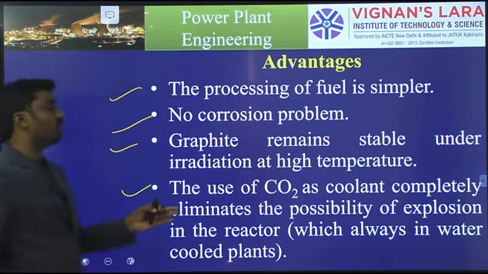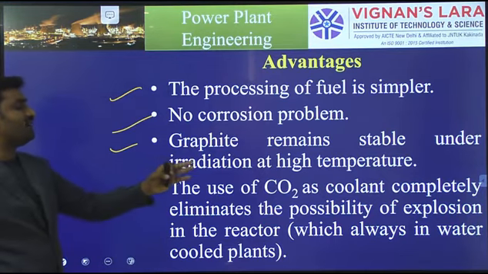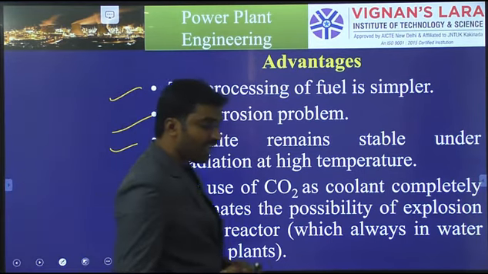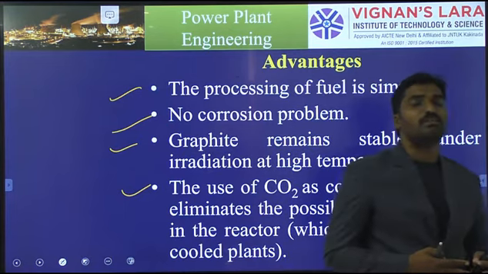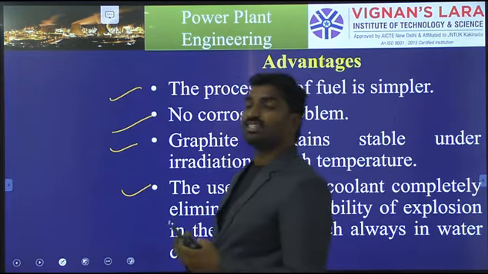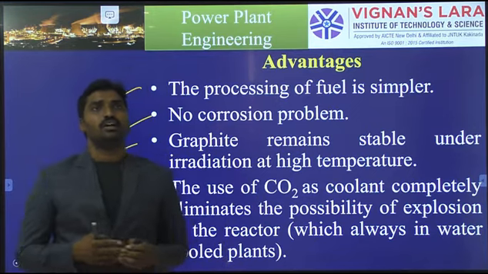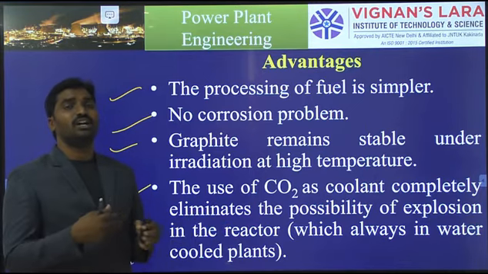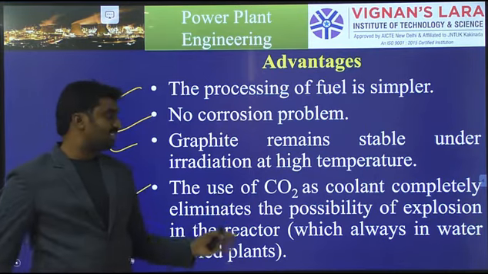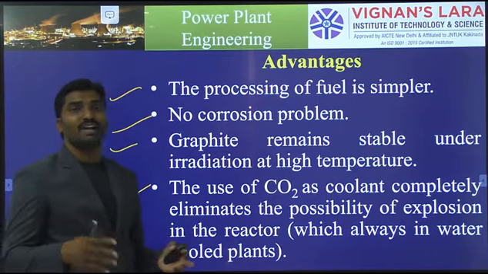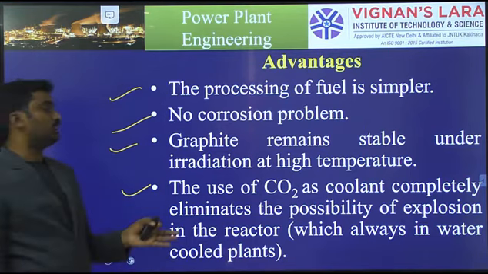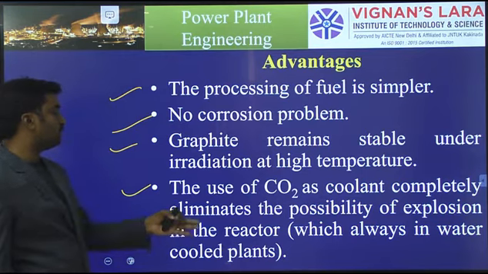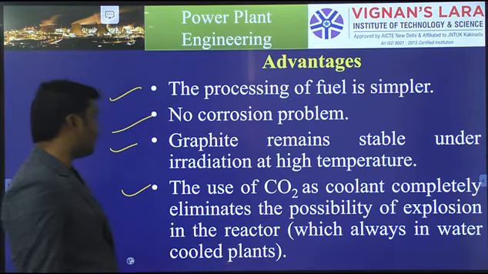The use of carbon dioxide as a coolant completely eliminates the possibility of explosion in the reactor. Carbon dioxide acts like a flame arrestor. Generally we use carbon dioxide for fire accidents, to control fire incidents, so it is very helpful when a blast takes place, as it automatically controls the fire. The use of carbon dioxide coolant completely eliminates the possibility of explosion in the reactor, which is always a risk in water powered plants.